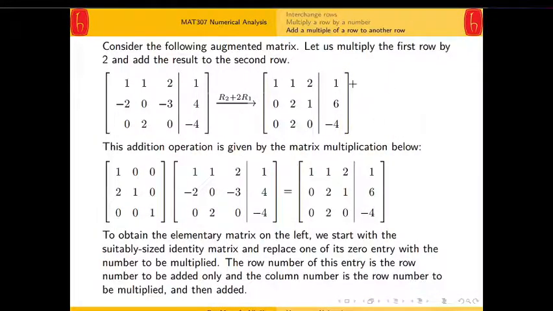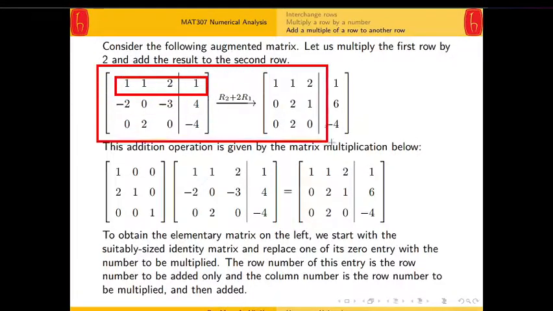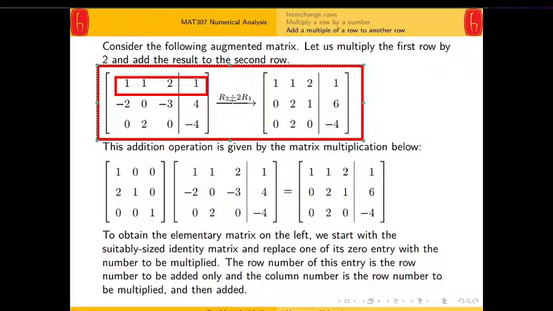Next, we will consider adding a multiple of a row to another row. Consider the following augmented matrix, and let us multiply the first row by 2 and add the result to the second row. Okay, we will multiply this row by 2 and then add the result to the second row. So this is how we show this operation. Okay, r2 plus 2 r1, so twice r1 will be added to r2.